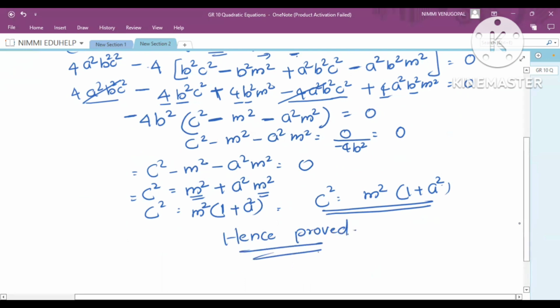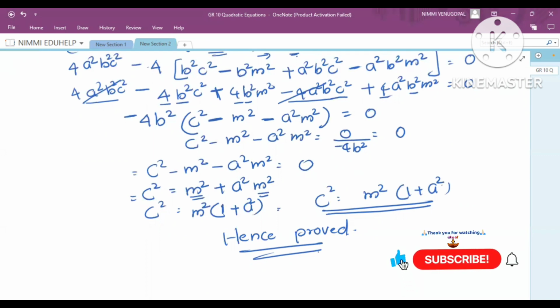I hope all of you understood this question very well. While doing problems like this, you should take care about the minus and plus symbols. You have to practice a few more problems like this. You can easily do problems like this from this chapter.